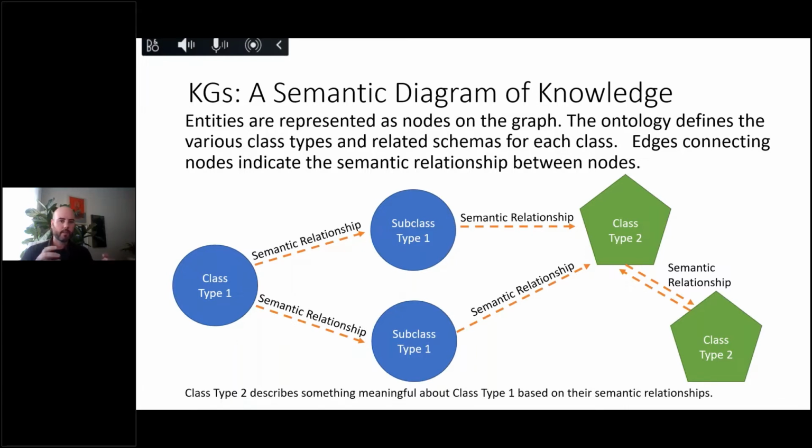So there are classes, there might be subclasses, there might be different types of classes, but based on the relationships between them, we can deduce something meaningful about class type 1 based on its relationships with the subclasses and class type. So I'm throwing a lot of terms at you right now, and let's look in a little bit more detail at what we mean by those terms.